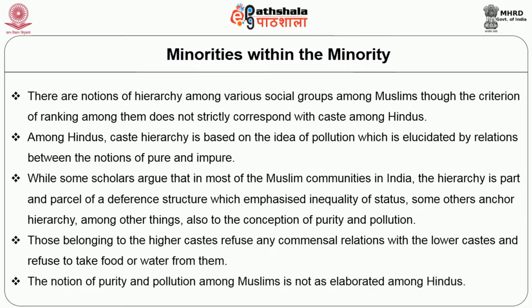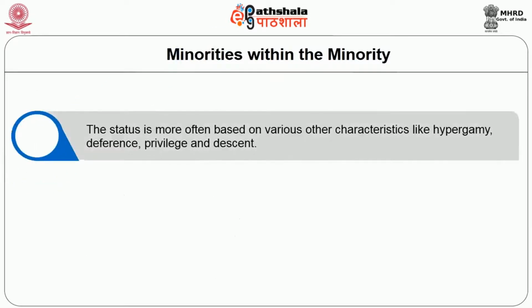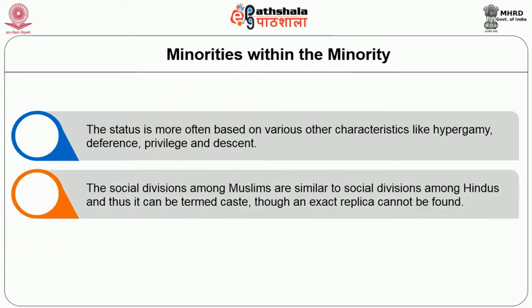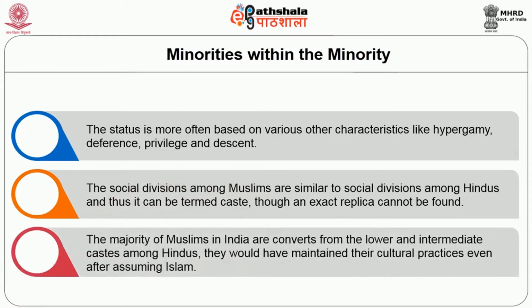However, the notion of purity and pollution among Muslims is not as elaborate as among the Hindus. The status is more often based on various other characteristics like hypergamy, deference, privilege, and descent. The social divisions among the Muslims are similar to social divisions among Hindus, and thus it can be termed caste, though an exact replica cannot be found. Since the majority of Muslims in India are converts from the lower and intermediate castes among Hindus, they would have maintained their cultural practices even after assuming Islam.